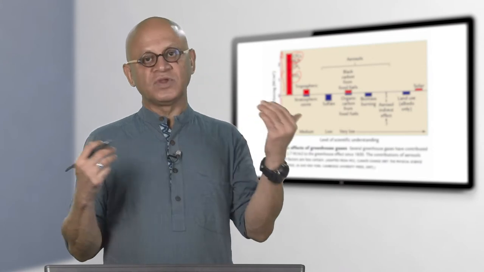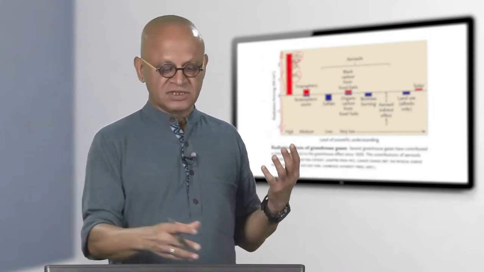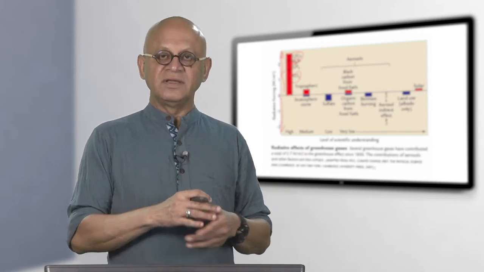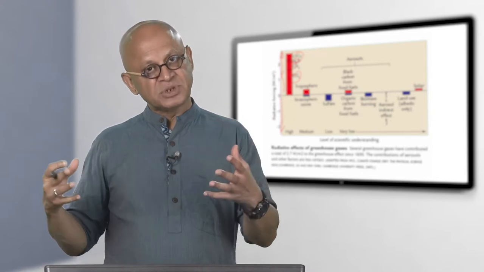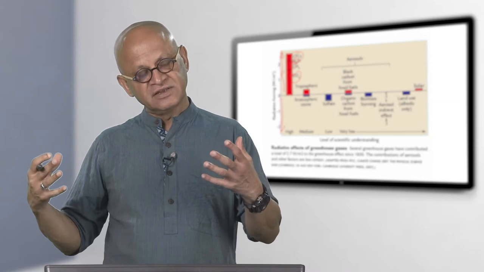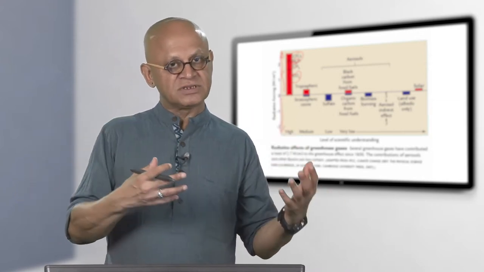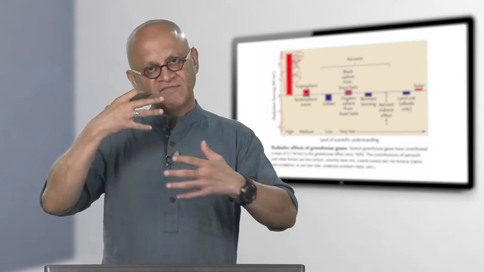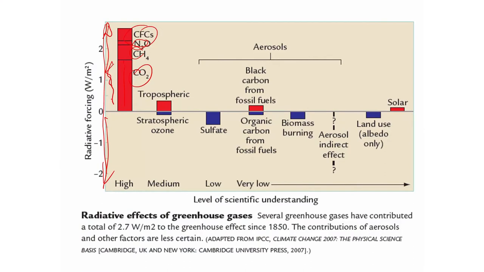So if you remember, the net energy received is around 240 watts. This might seem like a small thing, but it begins to get amplified because increased temperature leads to increased water vapor, which is a strong greenhouse gas, and that increases temperature further, which can melt glaciers, which can reduce albedo. So you can have all these internal feedbacks which can amplify the forcing because of greenhouse gases.